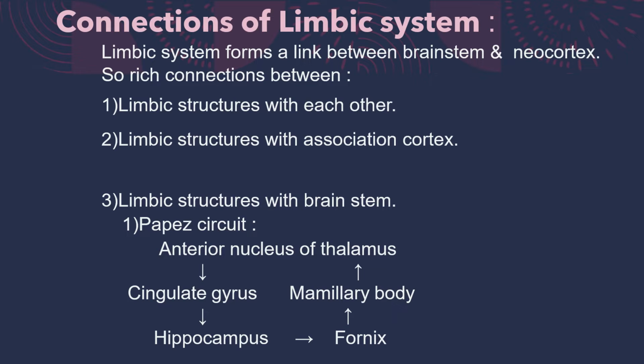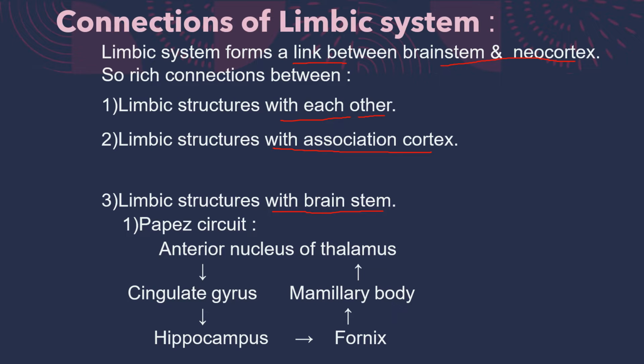Coming to the connections of the limbic system, it forms a link between the brainstem and the neocortex. Rich connections are present between the limbic structures themselves within the limbic system, between limbic structures and the association cortex, and between limbic structures and the brainstem. So these three types of connections are present in the limbic system.